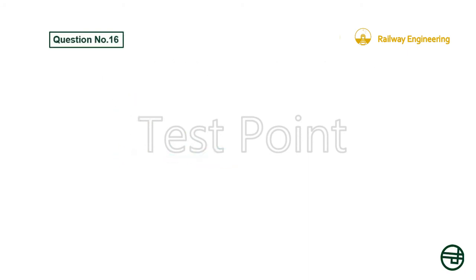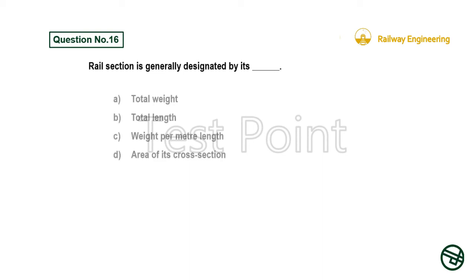Question number 16. Rail section is generally designated by its: option A, total weight. Option B, total length. Option C, weight per meter length. Option D, area of its cross section. Answer is option C, weight per meter length.